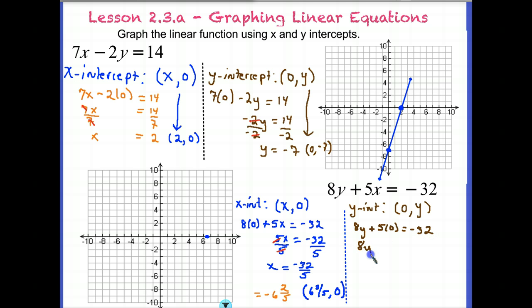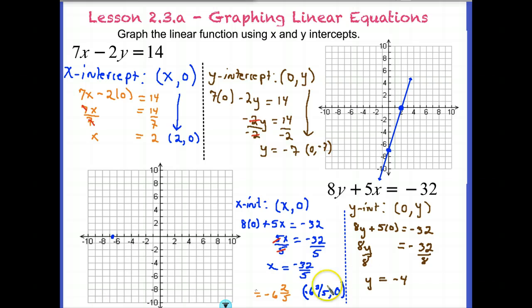We would be left then with 8y, because 5 times 0 is just 0, equals negative 32. And if we divide both sides by 8, 8 divided by 8 is just 1y. And negative 32 is divisible by 8, and that comes out to negative 4. And I just realized in this first problem that I left the negative off here, so that would change our results. So let's fix that. So this point should be at negative 6 2/5. So that's more like here.